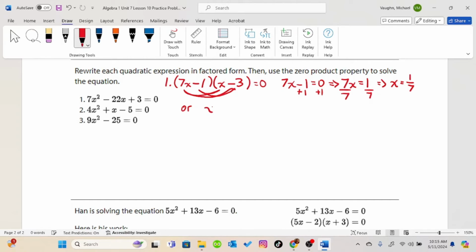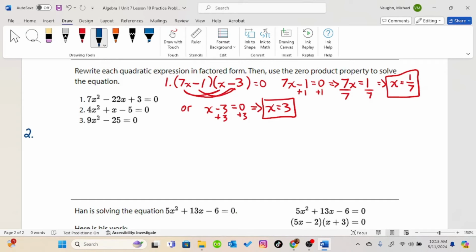Or x minus 3 equals 0. We add 3 to both sides, and this becomes x equals 3. So one correct solution is x equals 3. The other correct solution is that x equals 1/7. Number 2.